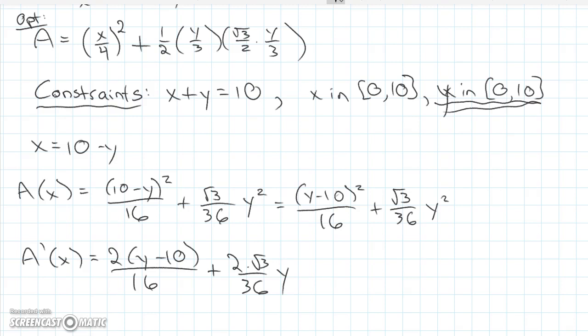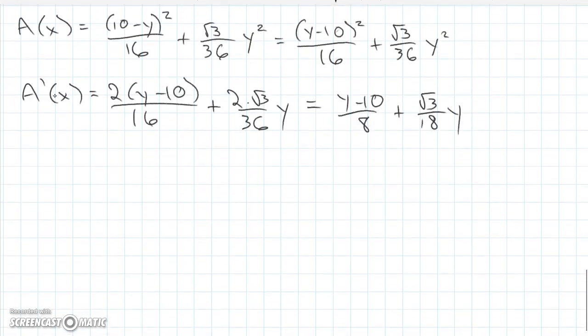Okay, so of course we can cancel some stuff. The 2 and the 16 cancel and make (y minus 10) over 8. And then 2 over 36: √3 stays there, and the 36 becomes an 18, times y. Okay, great. So we are really trucking now. We have a linear function. We want to set this equal to 0, and you can probably tell there's going to be exactly one point where this happens, right? Because it's a line.